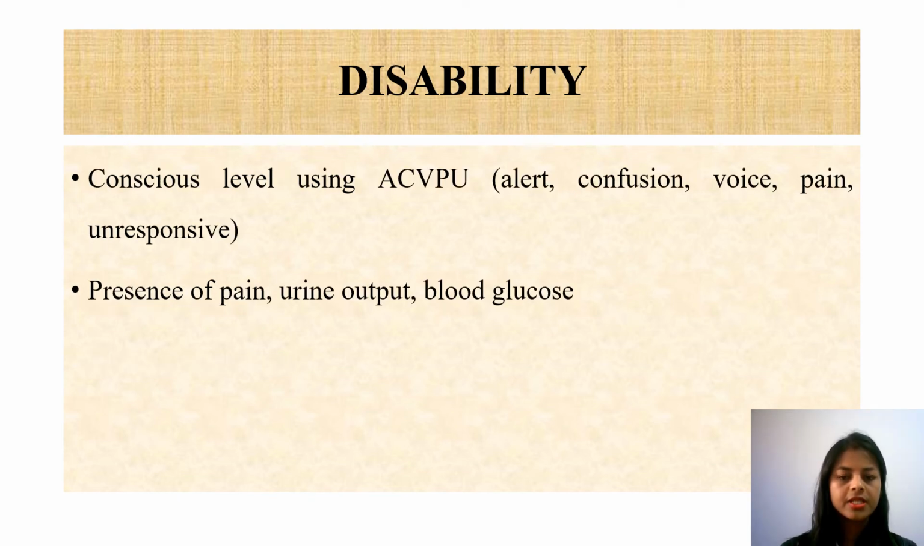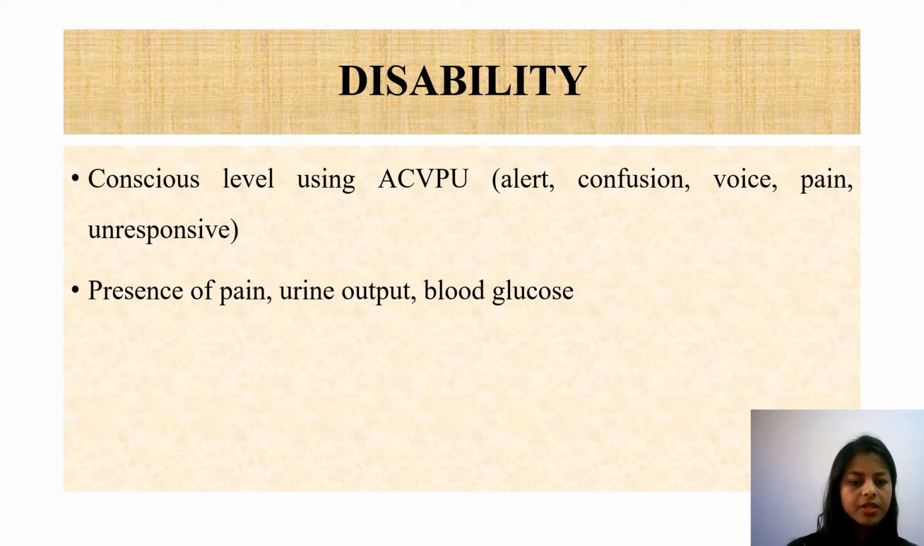If your patient has a subdural hematoma, you can complete the GCS score in the disability. So in disability, you have to see the conscious level of the patient using ACVPU. So you can see whether the patient is alert, confused, or responding to voice or pain, or unresponsive. In the OSCE exam, even if a patient has a subdural hematoma, the GCS score will not be less than 13/15.